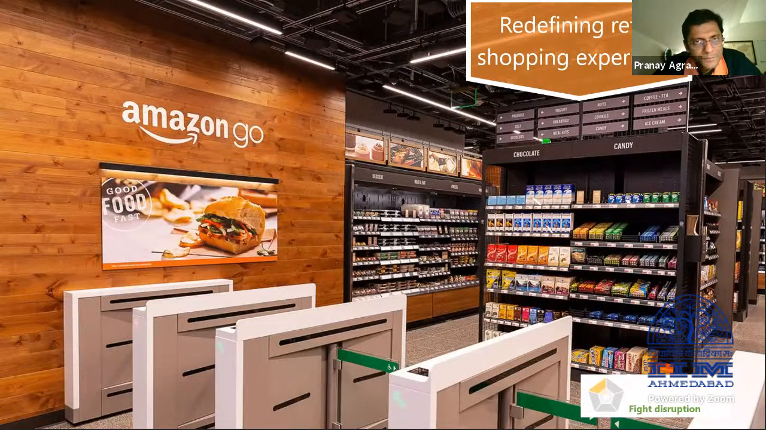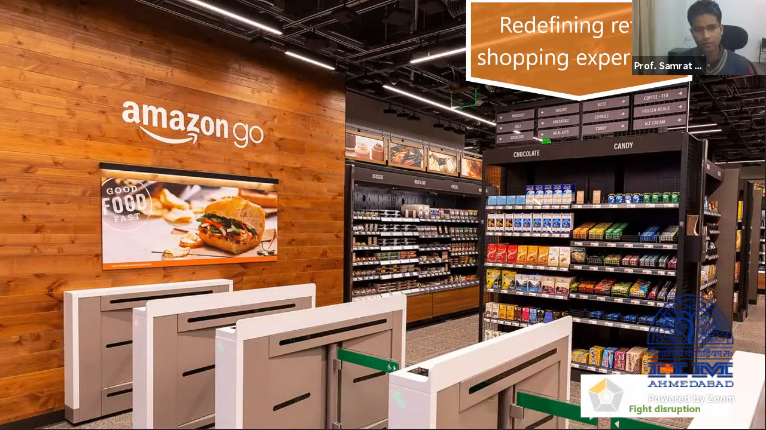Okay. So again, a question by Saurav. The question is, what is the role of cloud technologies in AI-led transformation, especially with the rise of citizen data scientists?